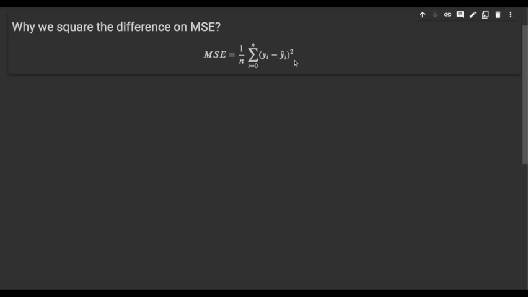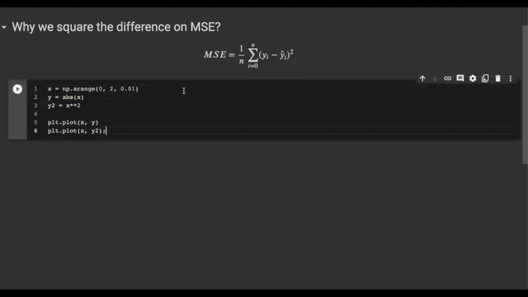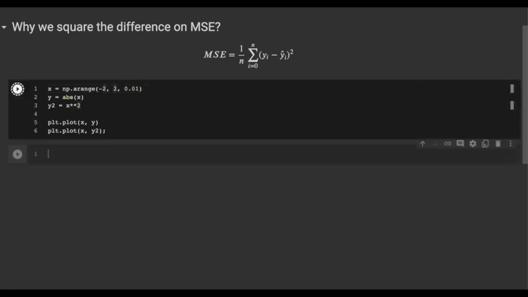So the first reason, and that's usually what people answer, is that we want to have only positive numbers coming out of this equation. And that's true, but there's also another important property that we are going to check here. So let me just copy and paste the code here. Let me just plot it.